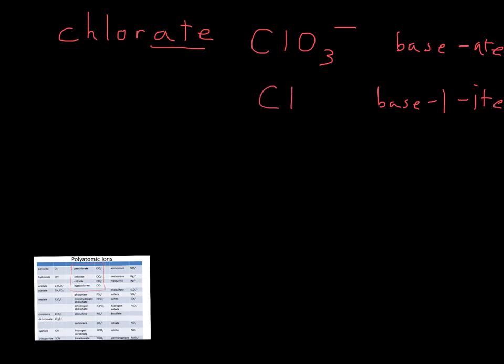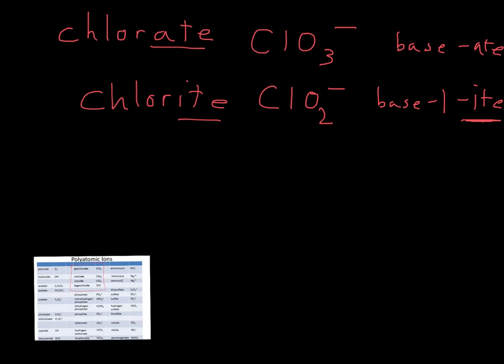So one less oxygen than chlorate would be ClO2 negative. So we change the suffix from ate to ite. So that would be the chlorite form. And if you've had Latin, you know ite means is associated with less.